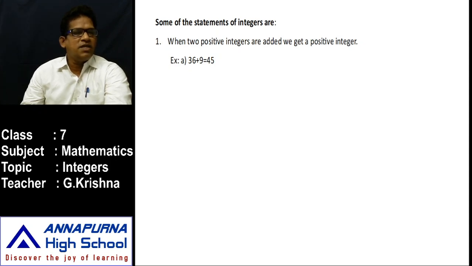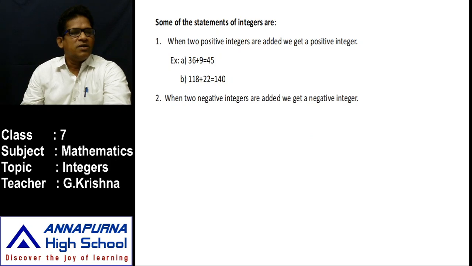Both are positive integers. Here, the rule is, if the signs are same, add the numbers and put the same sign. So based on that, the second one, plus 118 plus 22. Both are positive integers. Add the numbers, which is equal to 140, and put the plus sign.